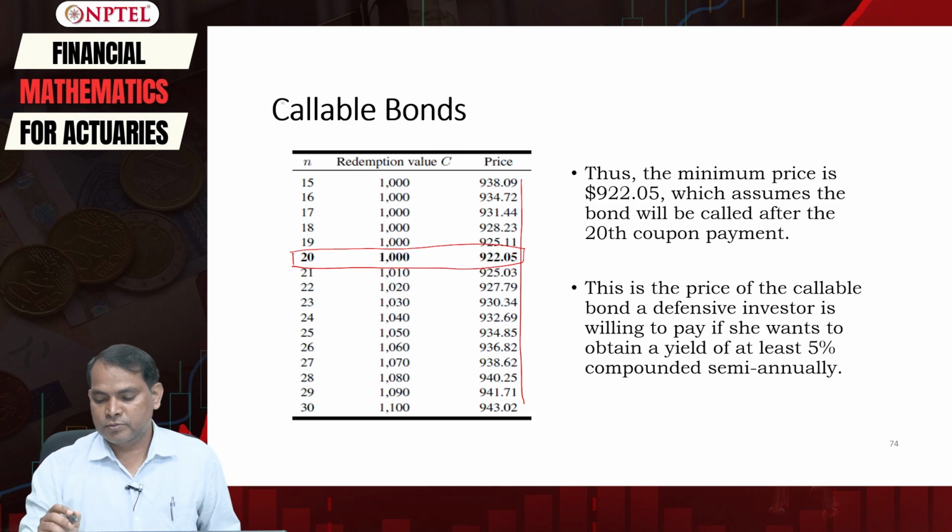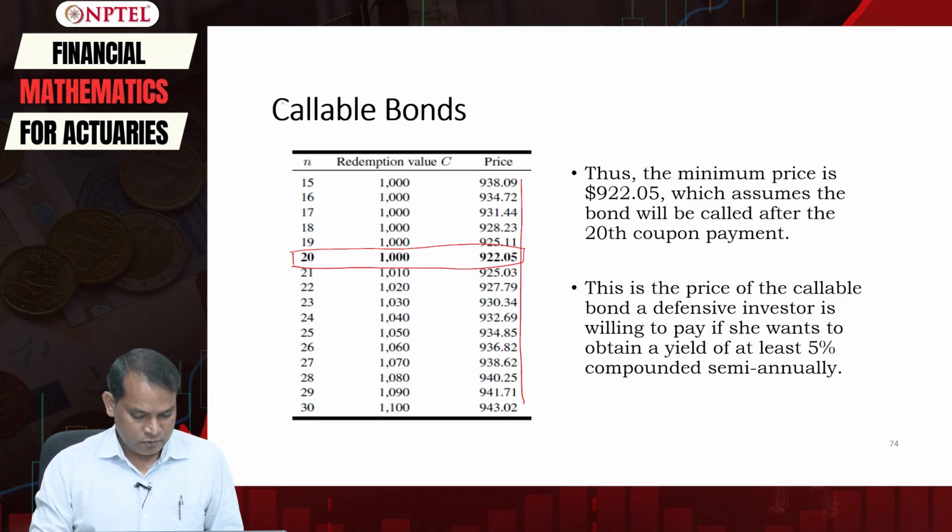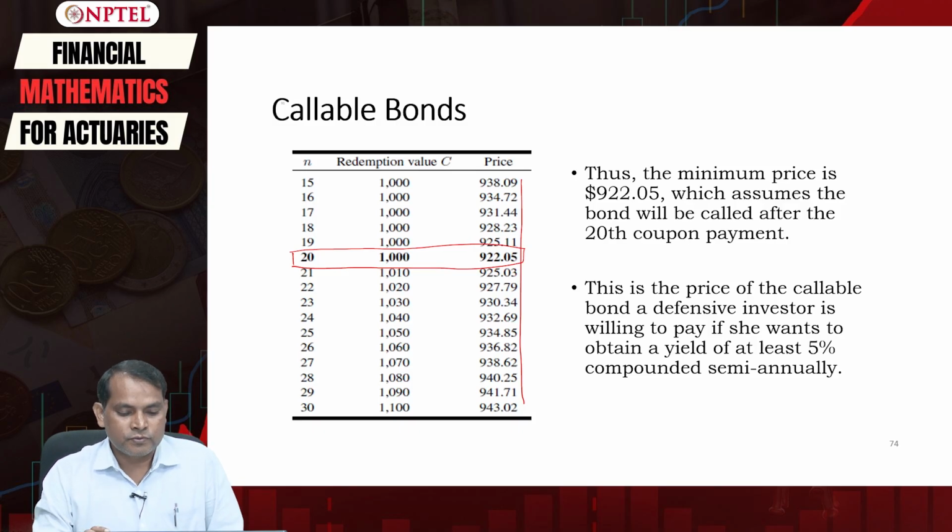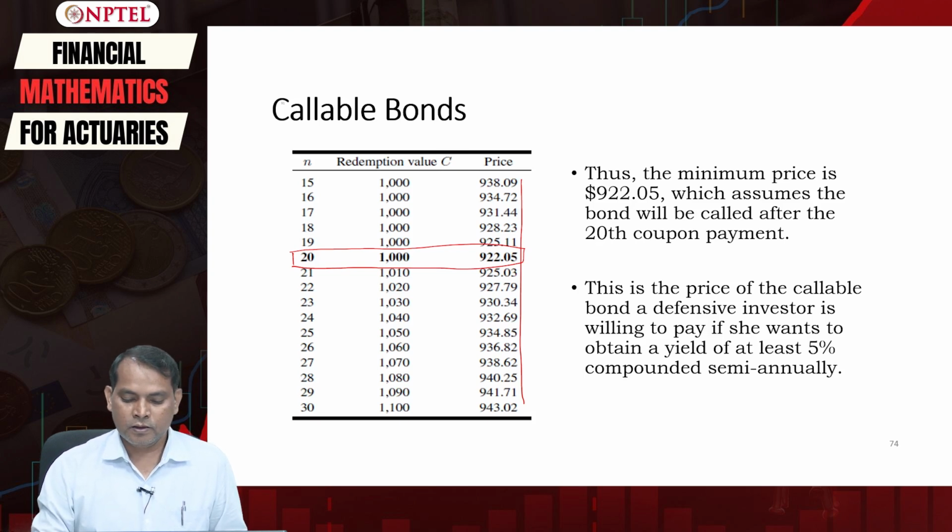I compare all the prices, and after the 20th coupon the price is calculated to be 922.05. Therefore the minimum price is 922.05, which assumes the bond will be called after the 20th coupon payment. So this is the price of the callable bond that a defensive investor is willing to pay if she wants to obtain a yield of at least 5% compounded semi-annually. So we have to consider various prices, and the lowest price is the one that will be considered by a defensive investor.